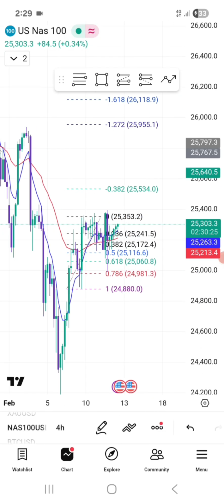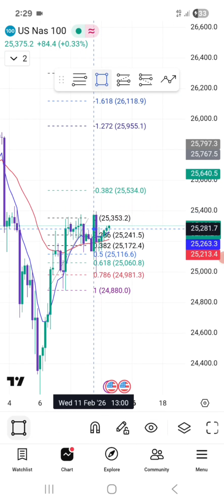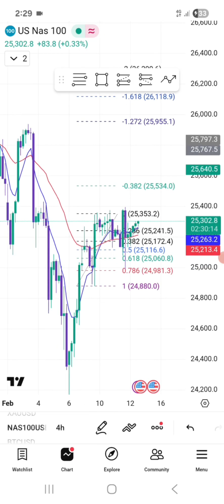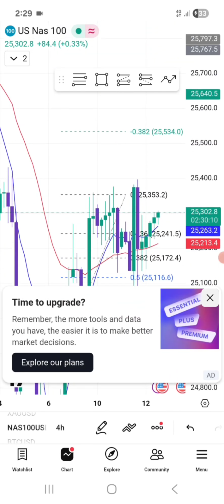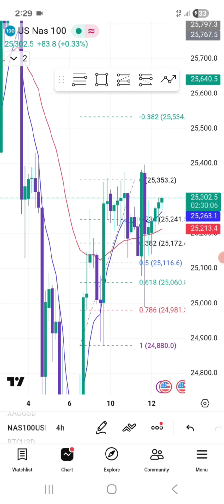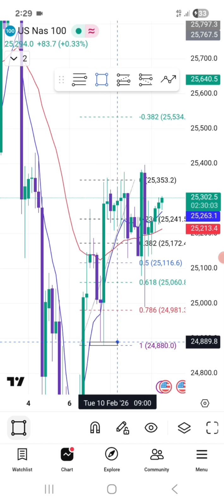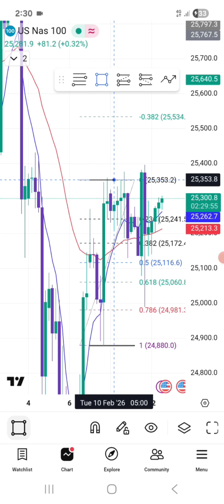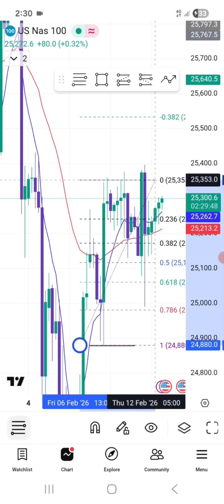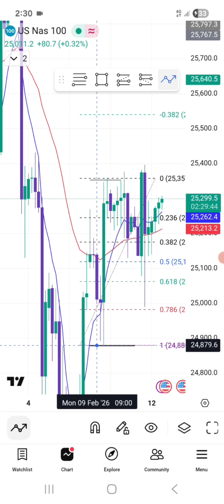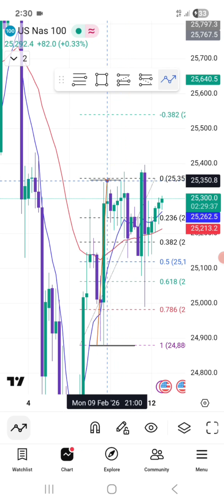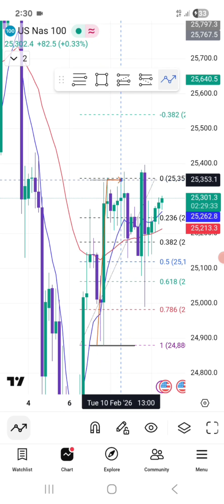So let's assume that this area has not formed yet. As we clearly can see here, we have plotted from the swing low point to the swing high point. This is the swing high point. So once we have done that, we wait for the retracement of the price.